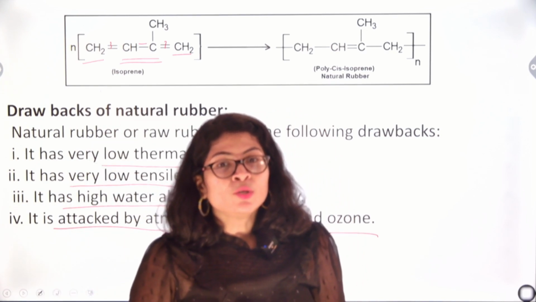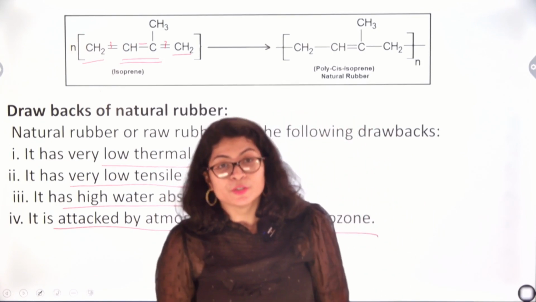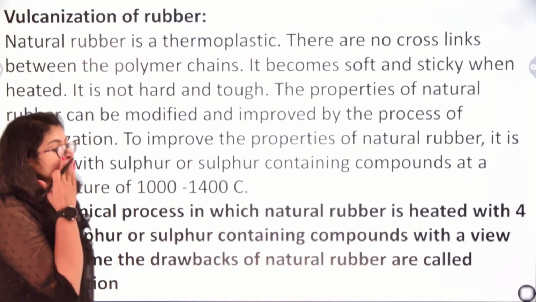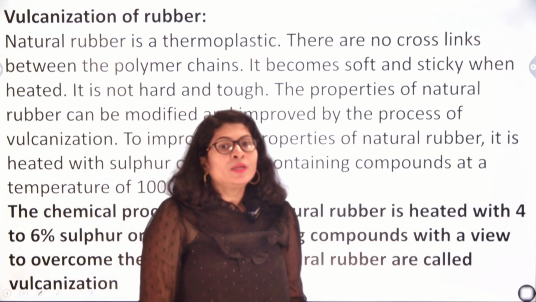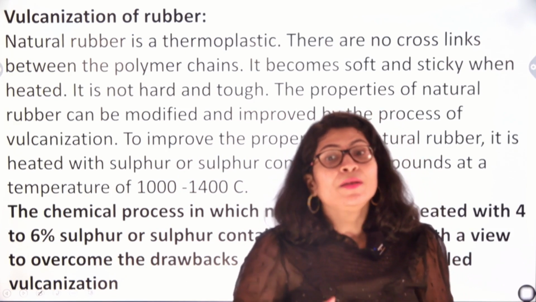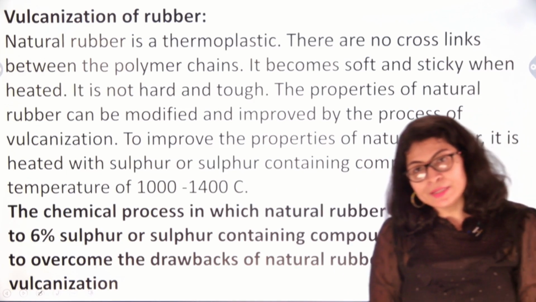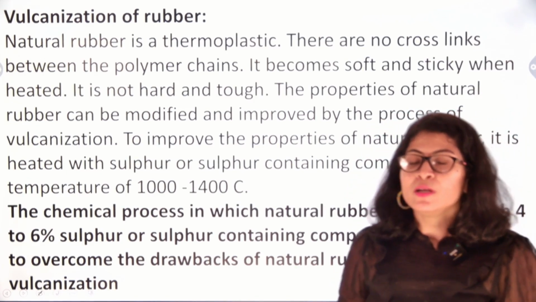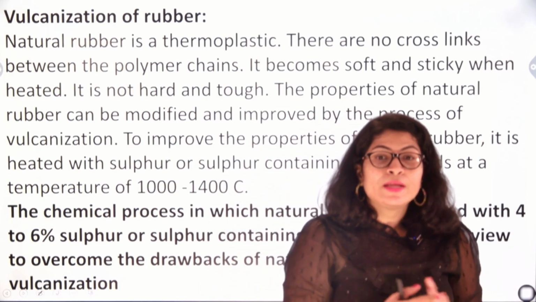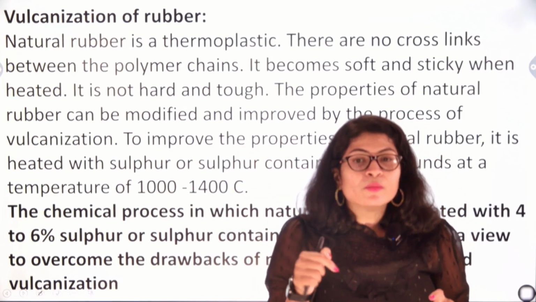So, in order to make it more user friendly, we use a method called vulcanization of rubber. In vulcanization, we react the rubber with sulfur or sulfur containing compounds at a very high temperature, that is 100 to 140 degrees Celsius. Rubber is initially in its raw form, a linear chain, but when it reacts with sulfur, cross links start developing. The sulfur forms cross links between two rubber chains.